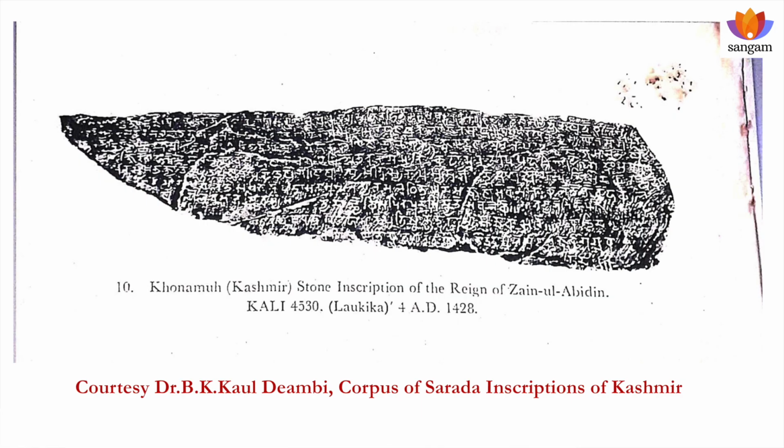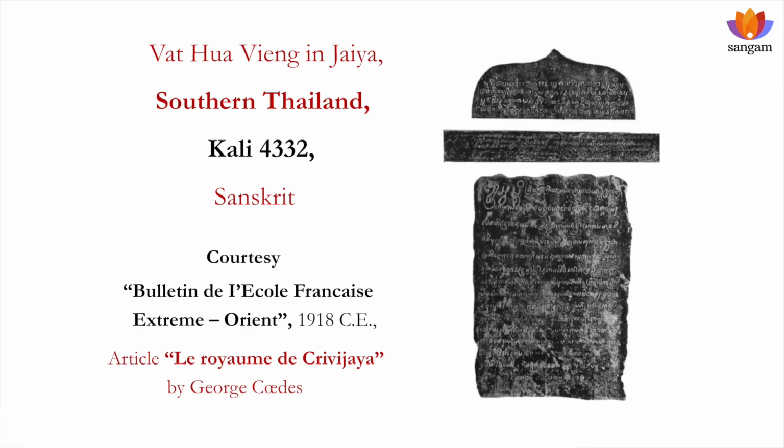This is from Jammu and Kashmir, the Bhuvaneshwari inscription, Kali 4530, during the period of Zain-ul-Abidin, the Sultan of Kashmir. And this is a famous inscription from southern Thailand, Kali 4332, in Sanskrit. I thank the author and publisher for the use of this photocopy.